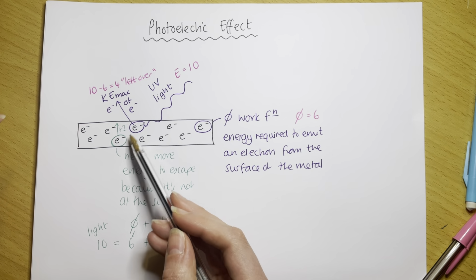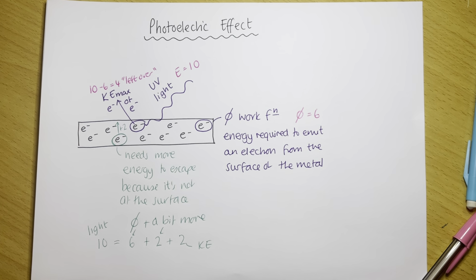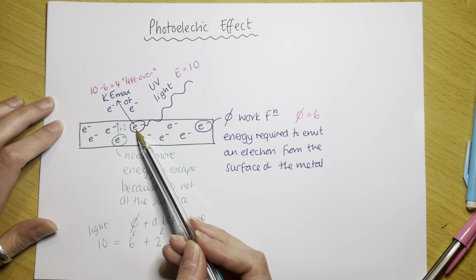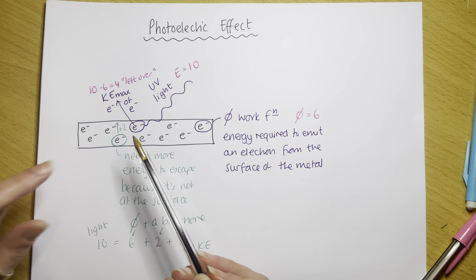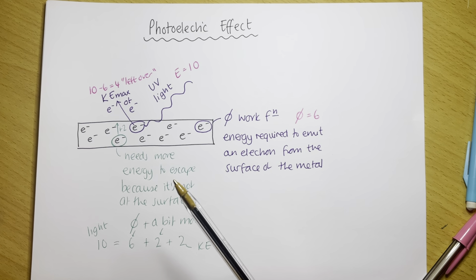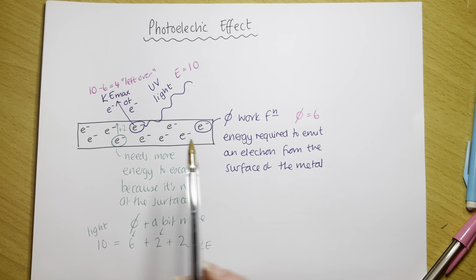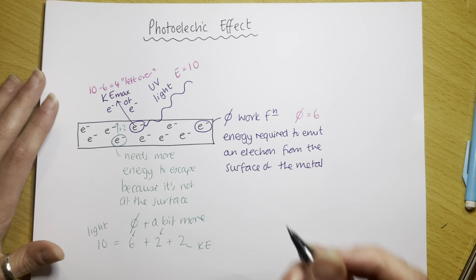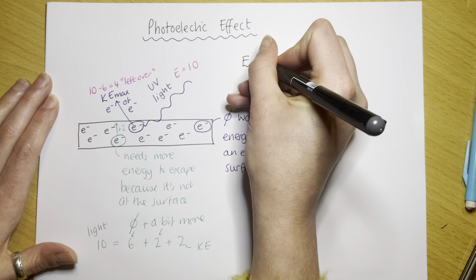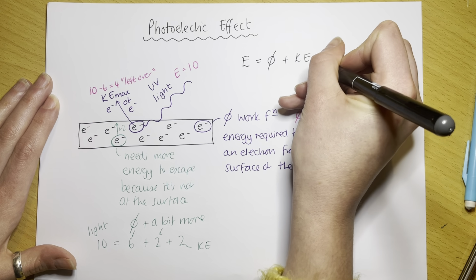So if both of these electrons are hit by the same amount of light, they're both given 10 units of energy. Because this electron is closer to the surface, it's going to get more kinetic energy than this electron because they both need 6 to escape the metal, but this electron also needs some energy to get to the surface of the metal. And this is all a very long-winded way of me trying to explain the photoelectric effect equation. And that is that E equals phi plus KE max.